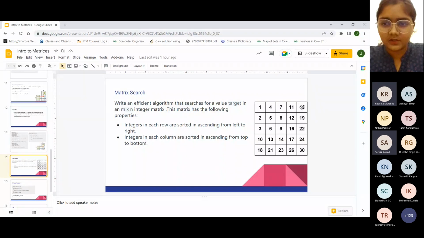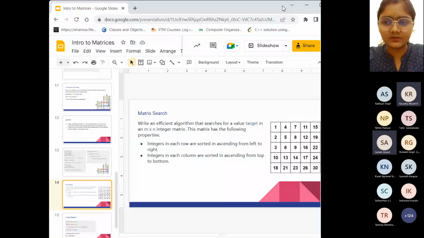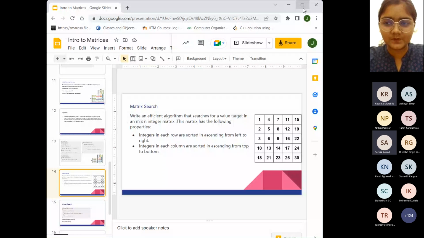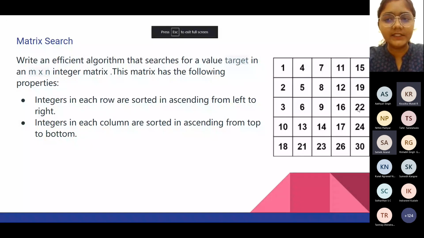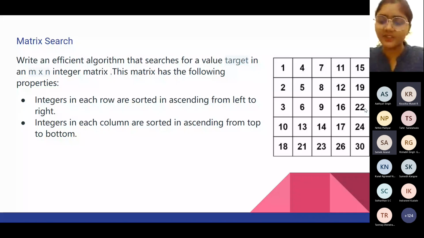Okay. Let me say if I asked you to find the element 20, you will start from 15 and go down. Now you've reached 22. Now where will you go? Post that, we'll have to search in that given row. After 22, you go backwards: 16, 9, 6, 3. Yeah, exactly. That's what the approach is.